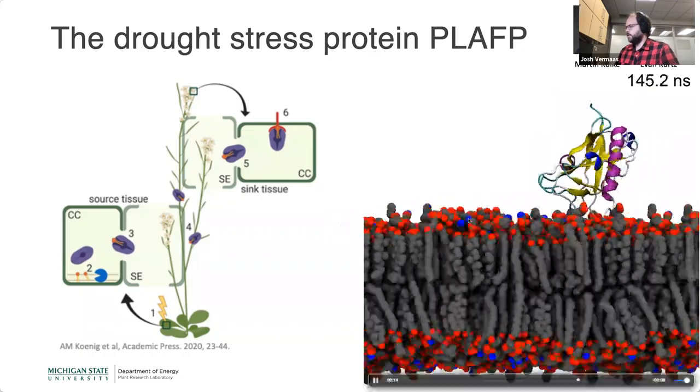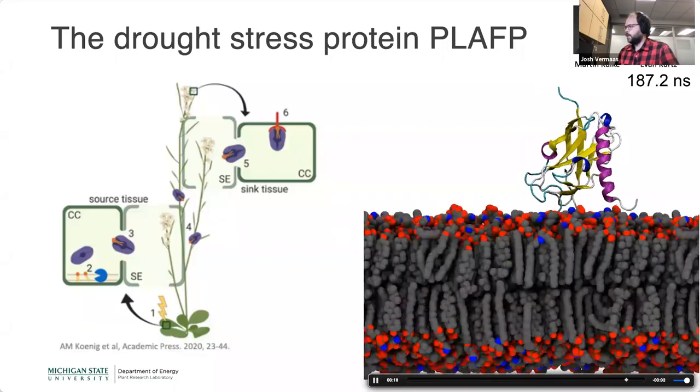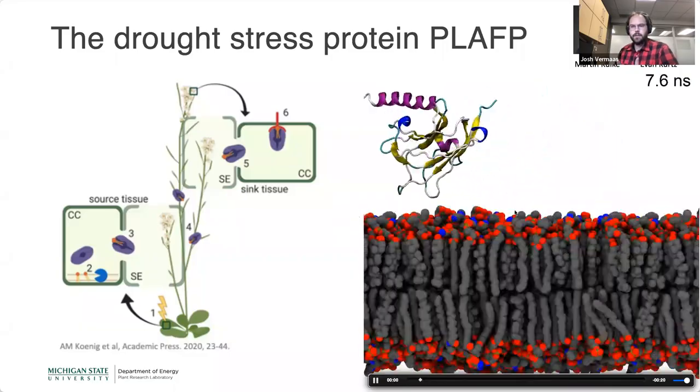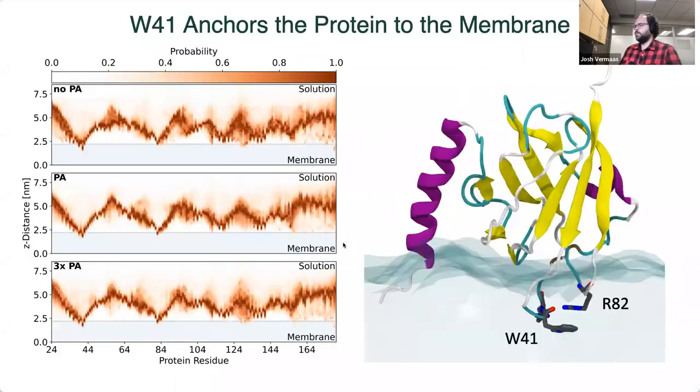But then what we don't see is necessarily how these lipids will eventually make their way into the protein. And that's going to be one of the larger questions that we're trying to address. So from a lot of these membrane binding simulations, where we have this protein moving around and anchoring itself, hopefully into the membrane, we can do a lot of different quantification.